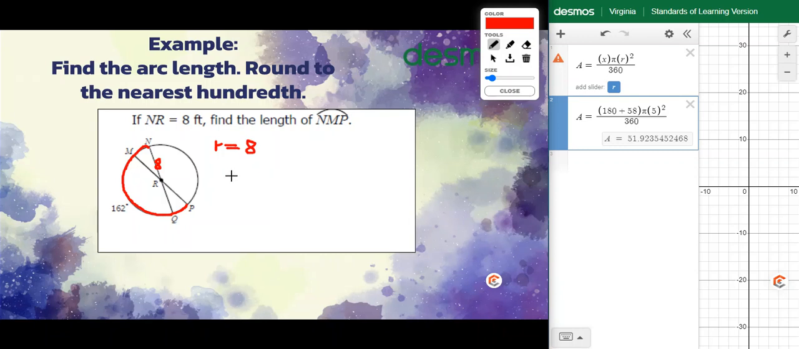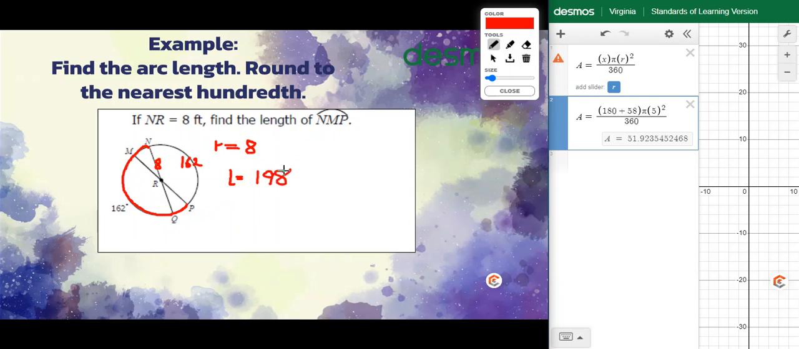Our arc length is going to be equal to the total number of degrees that we have here, 162, and this one would have to be 162. Then we have the remainder, so we take that and subtract it from 360. That means the remainder would be equal to the other 2 angles together, so that would give us 198 degrees.